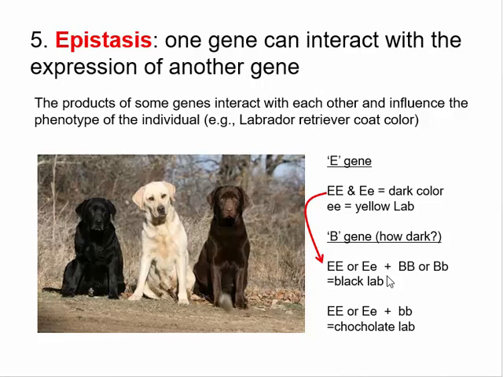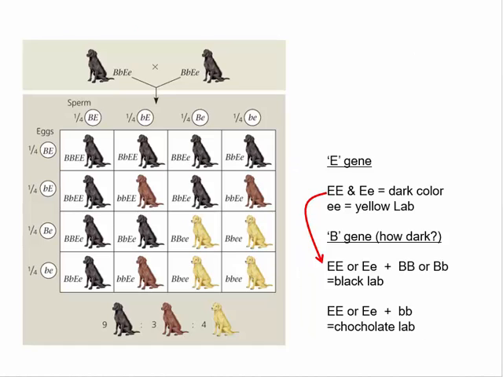Now, the next part, where we have the interaction between two genes, is this B gene. If an individual is dark coat color, one of these genotypes, then that B gene will determine how dark. So if you have at least one big B allele, that's going to produce a black lab. If you have both little b's, that will produce this brown or chocolate lab. And we could plug that into a Punnett square if you wanted and see what the outcomes look like. So here we have all the different gamete genotypes and then the possible outcomes that would be produced from these.